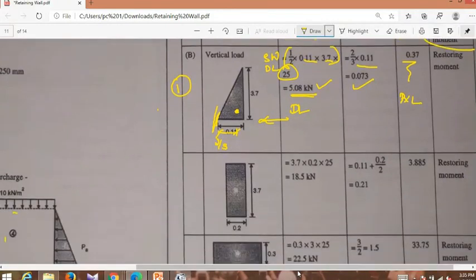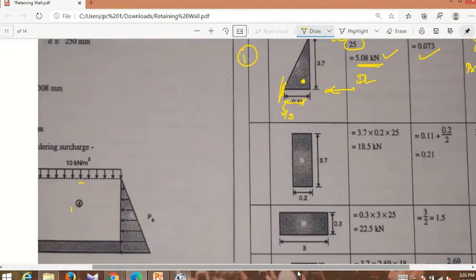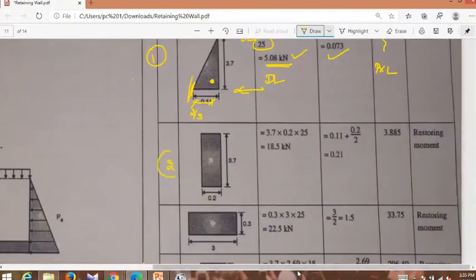The next, second component what we have, this rectangle, and its area is given by length into width. Okay. The second one, we have got width, we have got height. Therefore, multiply with the density, you will get the load. And see here, this is 0.2.